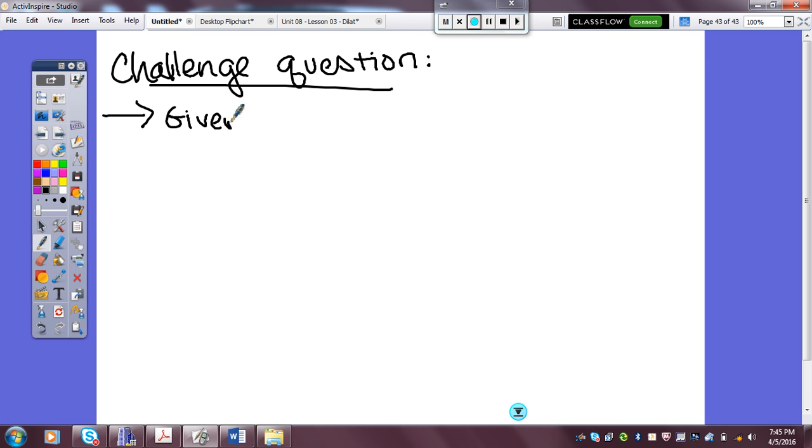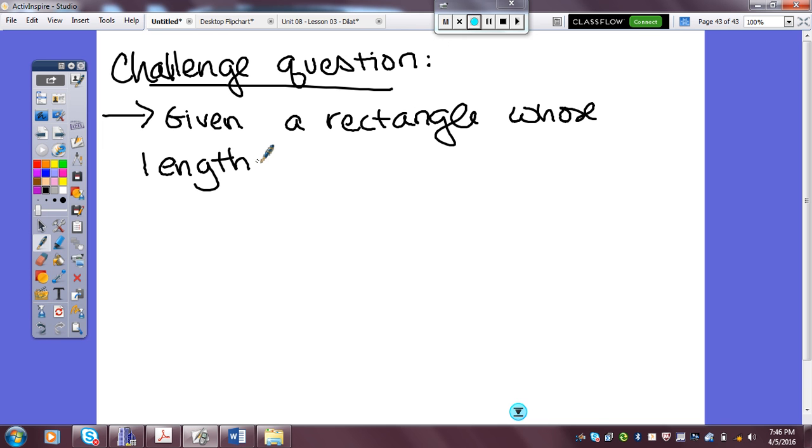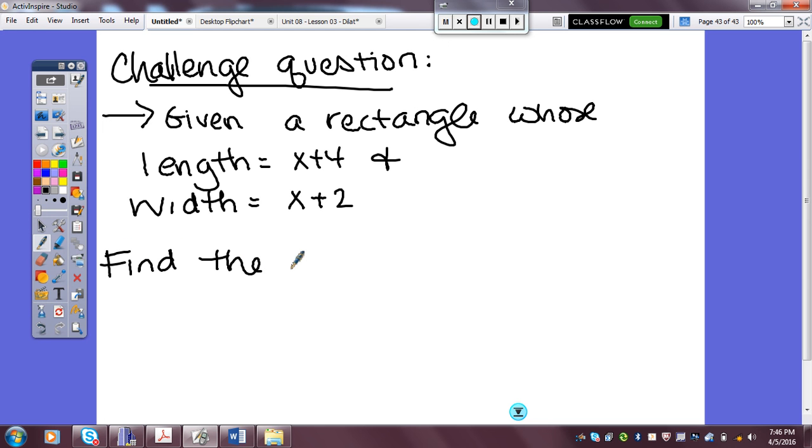Given a rectangle whose length equals x plus 4 and width that equals x plus 2, I want you to find the area and perimeter. So go ahead and pause this video and let's see if you can figure out how to do this on your own, and then we'll bring it back together.